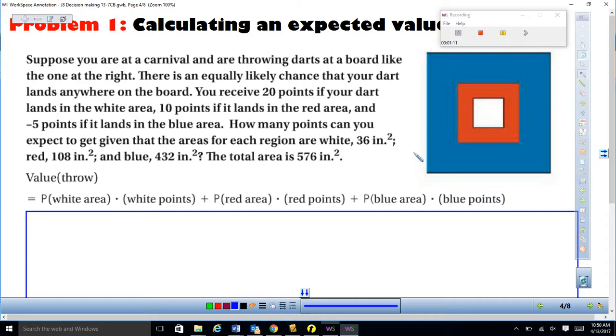How many points can you expect to get if the areas for each region are 36 inches squared for white, 108 inches squared for red, and 432 inches squared for blue? The total area is 576 inches squared. So the value of your throw is going to equal the probability of the white area times the white points, plus the probability of the red area times the red points, plus the probability of the blue area times the blue points.